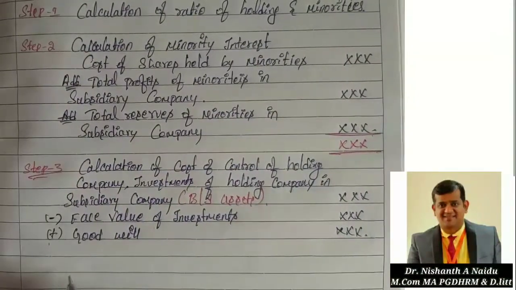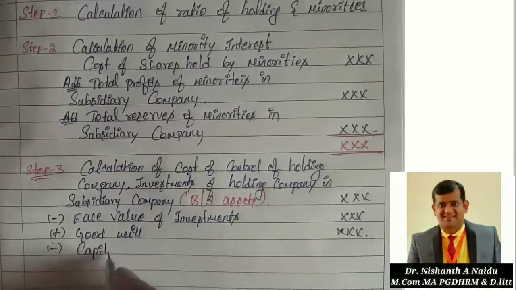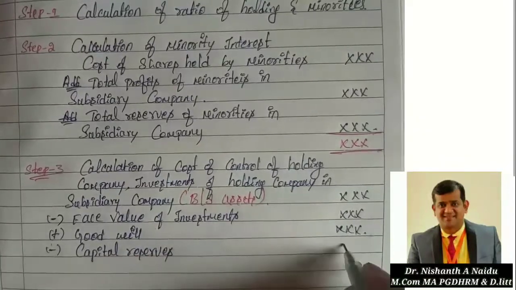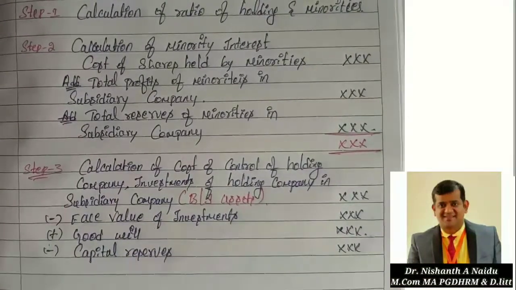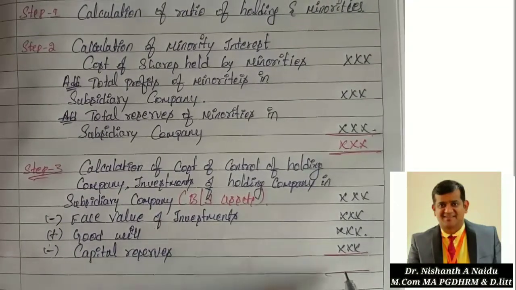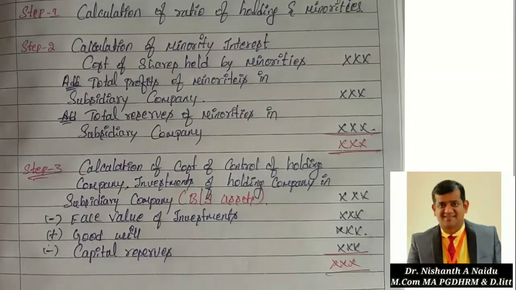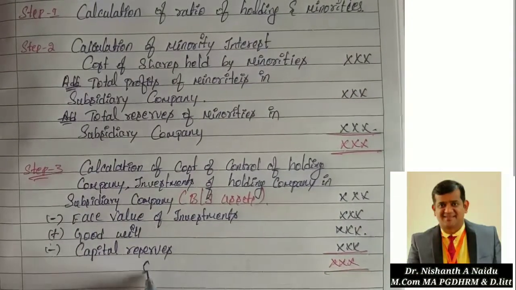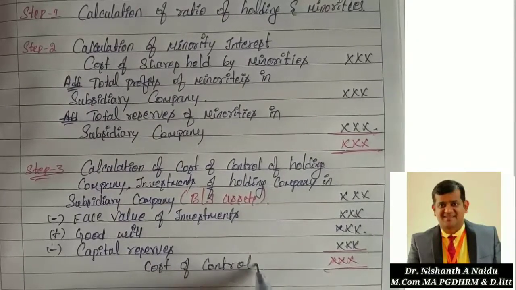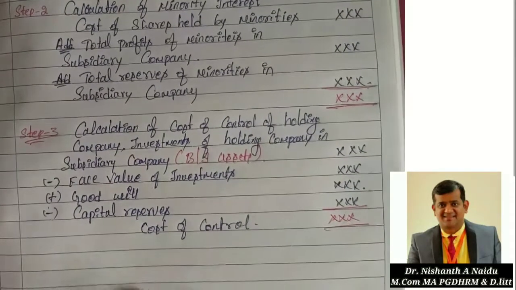Then after this step, less capital reserves. So deduct the capital reserves. So whatever you will get, the difference, we call that as a cost of control. Okay, so then after this we have to go for step four.